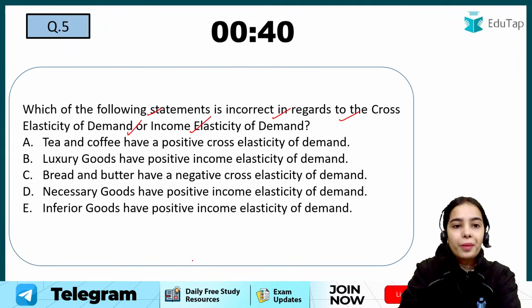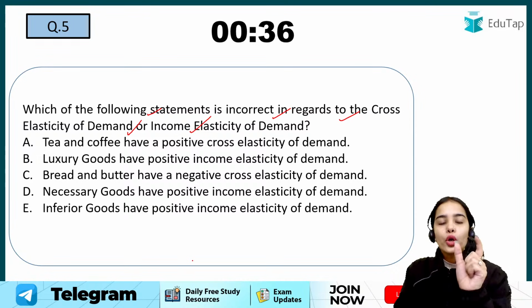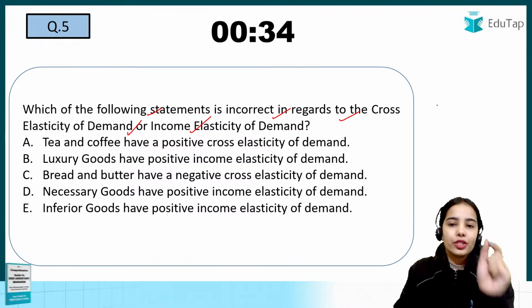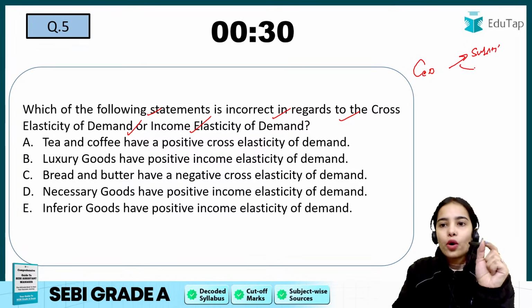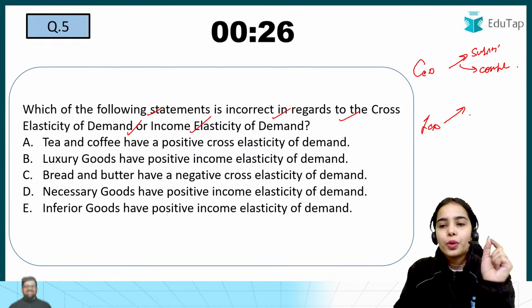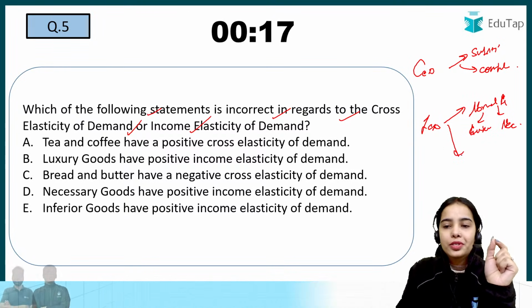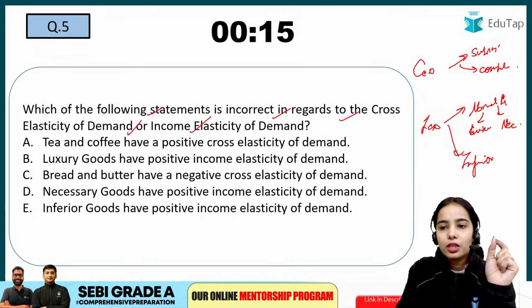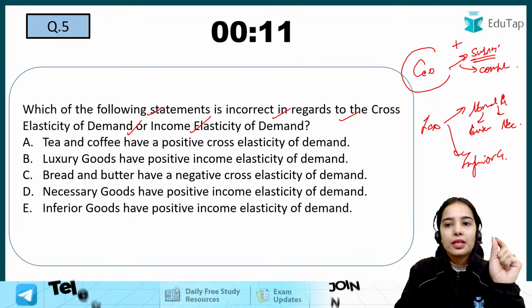Now coming to the next question, which of the following statements is incorrect in regards to cross elasticity of demand or income elasticity of demand? So in cross elasticity of demand, you have substitute goods or complement goods. In income elasticity of demand, you have normal goods, in which there are luxury goods or necessary goods. Okay, and income elasticity of demand also has inferior goods.